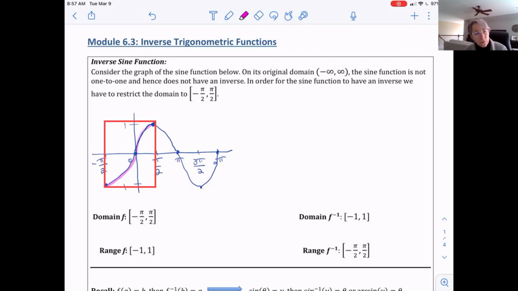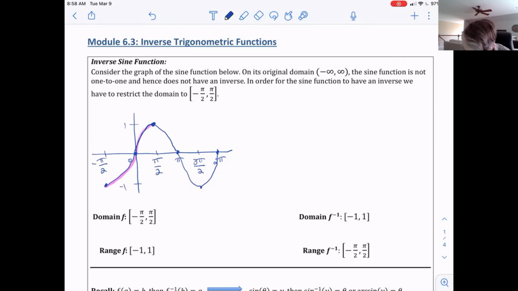So notice below, if we restrict the domain of the function to negative pi over 2 to pi over 2, then our range is strictly negative 1 to 1, and there are no repeated y values. So that means the domain for the inverse function is the same as the range of the regular function. The domain is negative 1 to 1, and the range of the inverse is negative pi over 2 to pi over 2.